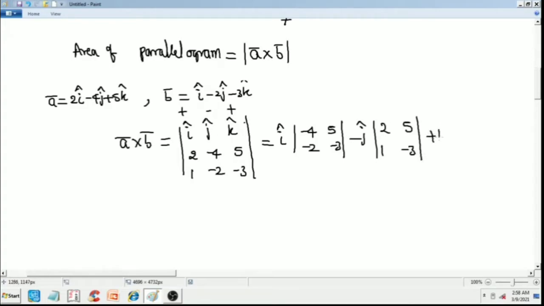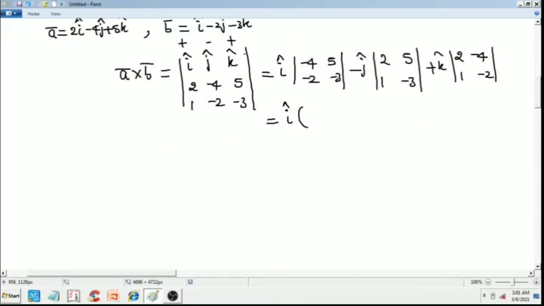Next, plus k bar. Delete the corresponding row and column. Then the remaining elements are 2, minus 4, 1, minus 2. So i bar into AD minus BC: minus 4 times 3 is minus 12, minus into minus plus 5 times 2 is 10. Minus j bar: AD is 3 times 2 is 6, minus 5.